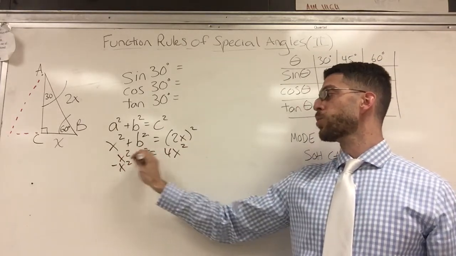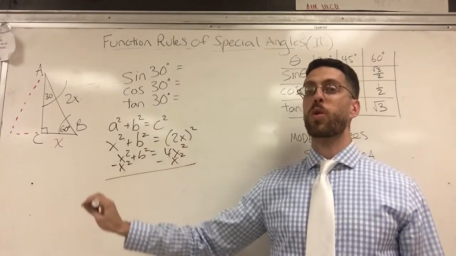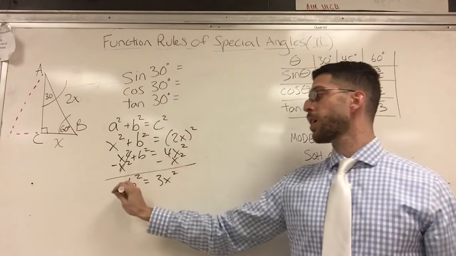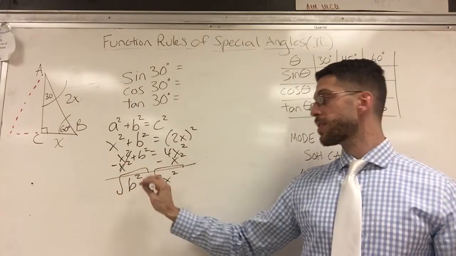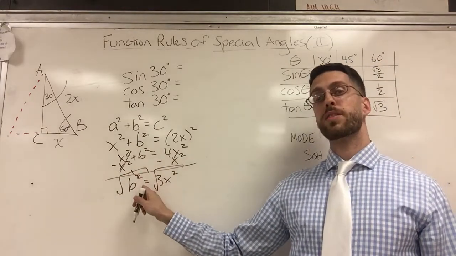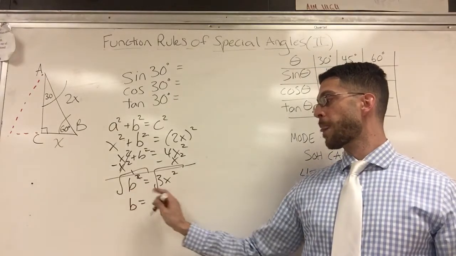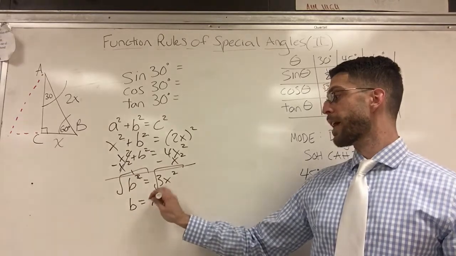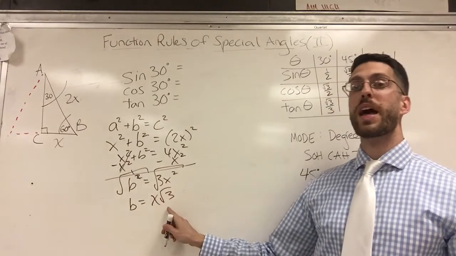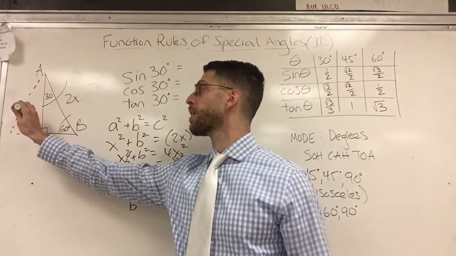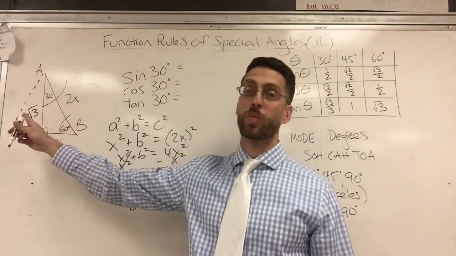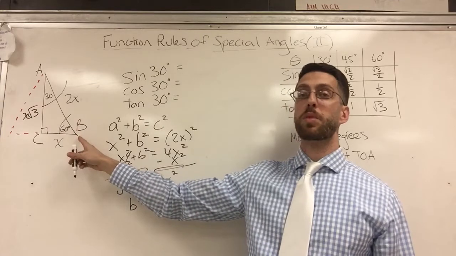I have to get b alone, so I'm going to bring all my x terms to one side, leaving me with b squared equals 3x squared. Take the radical on both sides. Radical and squares cancel out, leaving me with b. I don't know the square root of 3, but I do know the square root of x squared, so that's x radical 3. So that's what I put on my height, or little b, or side opposite of big B.